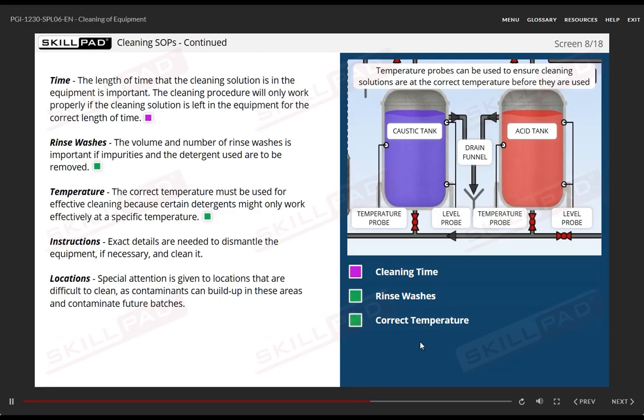Exact details are needed to dismantle the equipment if necessary and clean it. Locations. Special attention is given to locations that are difficult to clean, as contaminants can build up in these areas and contaminate future batches.